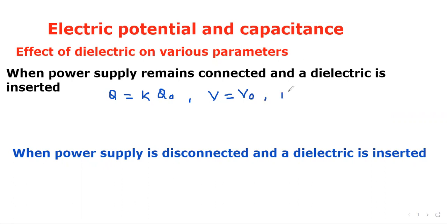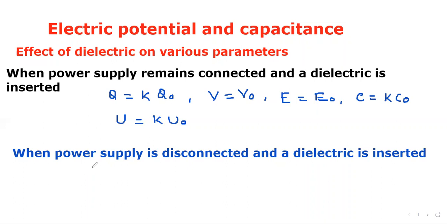Then electric field E remains E0, no change. Capacitance becomes K times C0, where K is the dielectric constant and C0 is the original capacitance. And potential energy U becomes K times U0. Now, case 2, when power supply is disconnected and a dielectric is inserted.